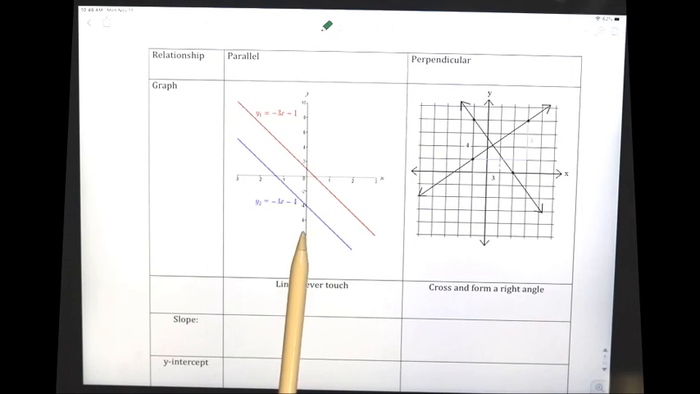In the first example, you can see that these lines are running parallel to each other, meaning that they never touch, they never cross. You can see that noted down here. And on the other side of the chart, you can see perpendicular lines. You can see that these lines do cross, and they meet to form a 90-degree angle.